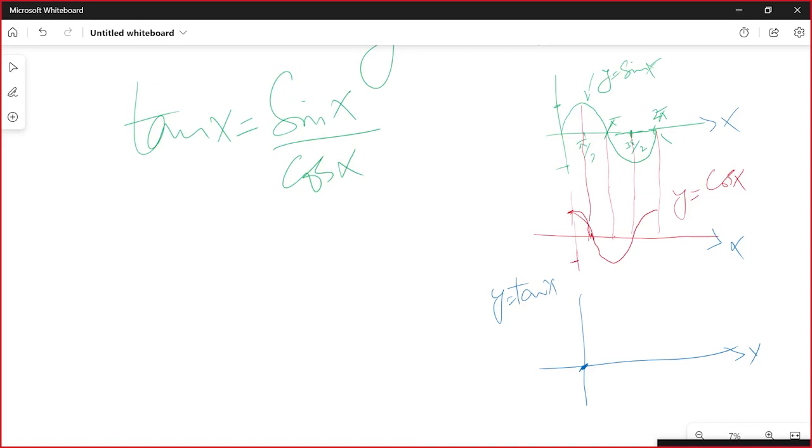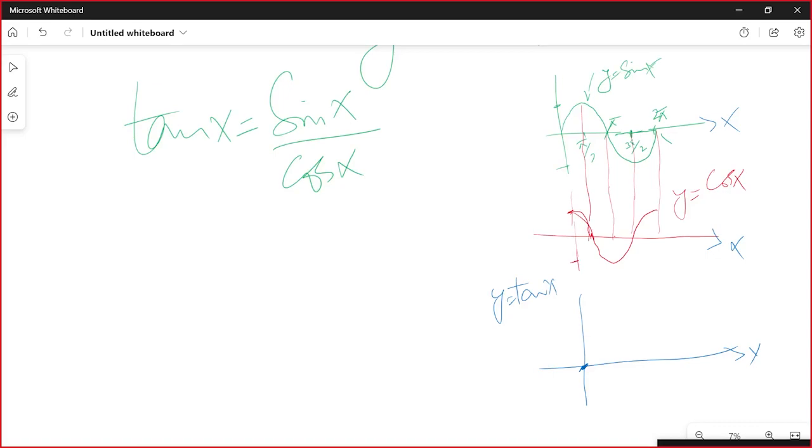Okay. For example, what is at pi over 2? What is sine x? Ah, at pi over 2. Look at the graph. Pi over 2 or 1. 1. And what is cos pi over 2? cos pi over 2 would be 0. Oh, 1 divided by 0? Any number divided by 0 is undetermined. So infinite? Yeah, infinity or not defined.